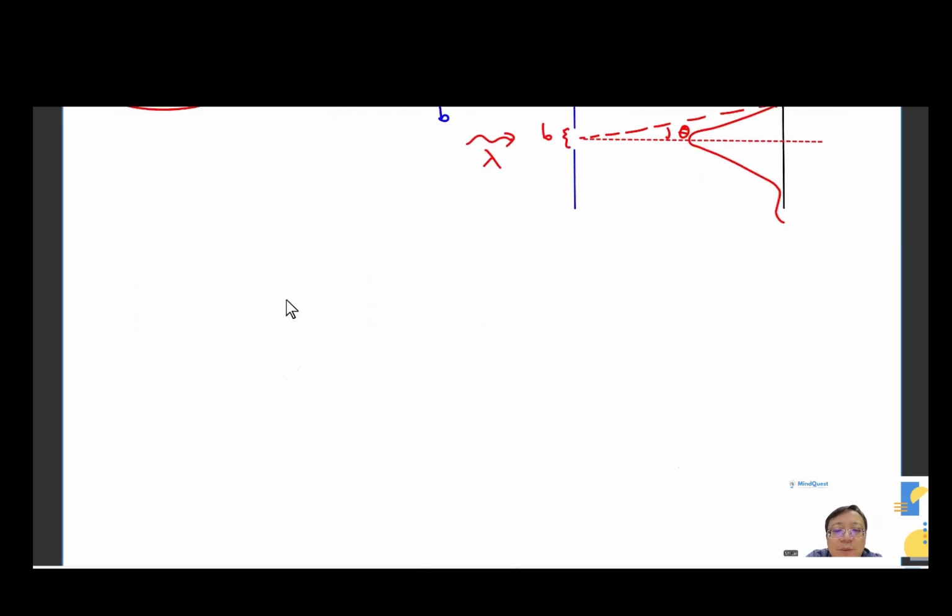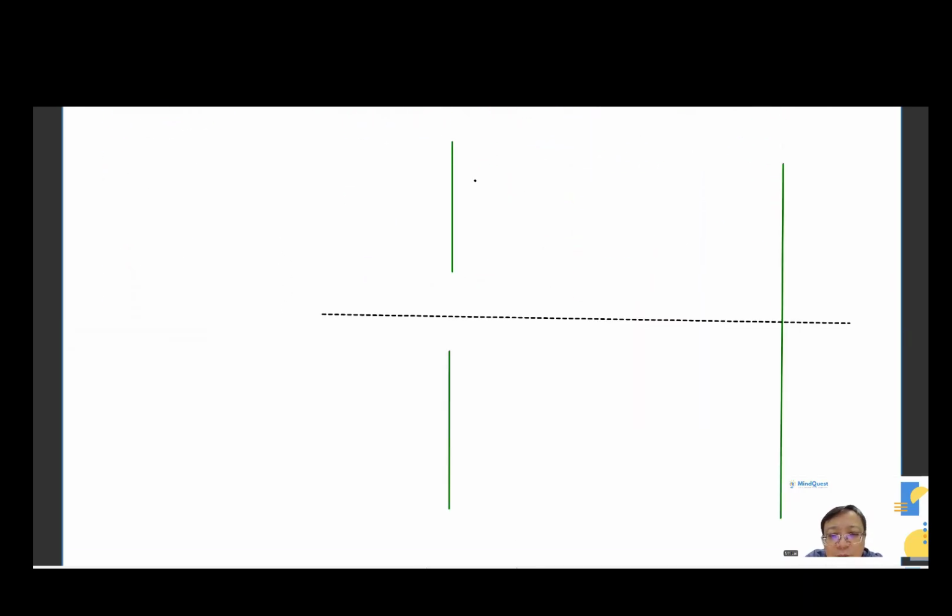Let me draw on another page. Let me draw bigger, okay? All right, this is your lens. This is your retina. Imagine you have an object here. So what happens when this object passes through a slit? Let's say it's here. So what do you see? They will diffract, right? When they diffract, they become an interference pattern.